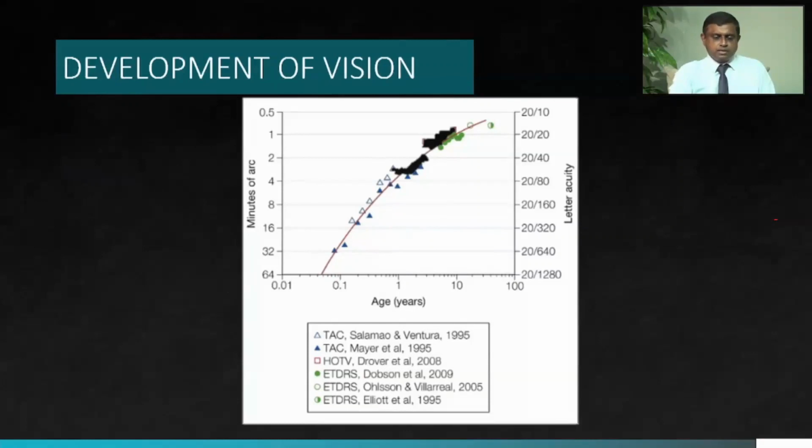So this is a graph which shows development of vision during childhood, which shows the most development occurs during the first few months, during the first year. So by the age of 6 years, the adult level of vision, the 6/6 vision or 20/20 vision, is reached.